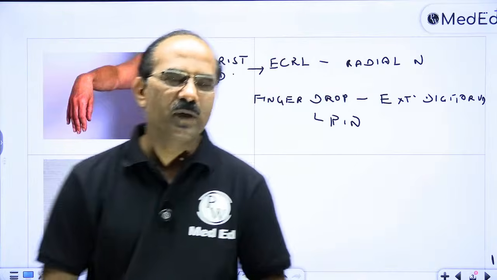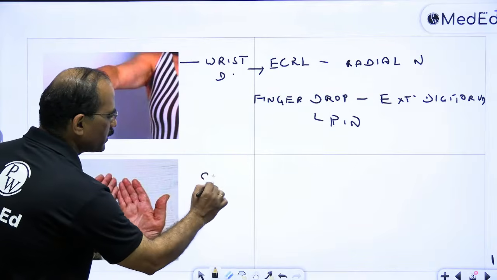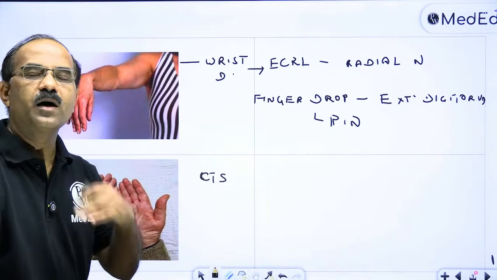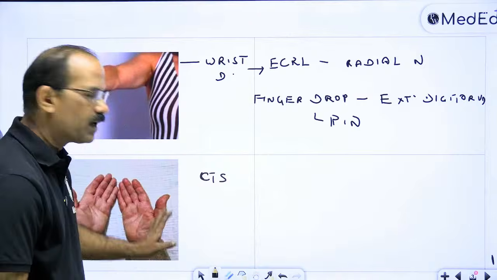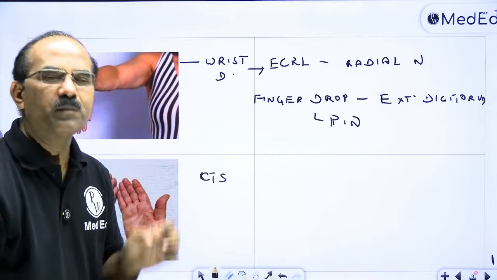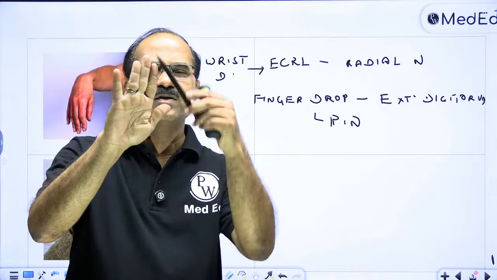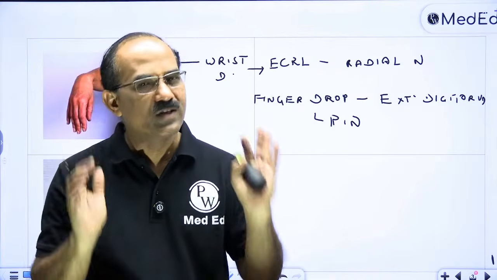This is carpal tunnel syndrome. In carpal tunnel syndrome, there's a flattening, I mean, a paralysis of the muscles of the thenar eminence. So there's flattening of the thenar eminence plus loss of sensation of the skin on these 3.5 fingers.